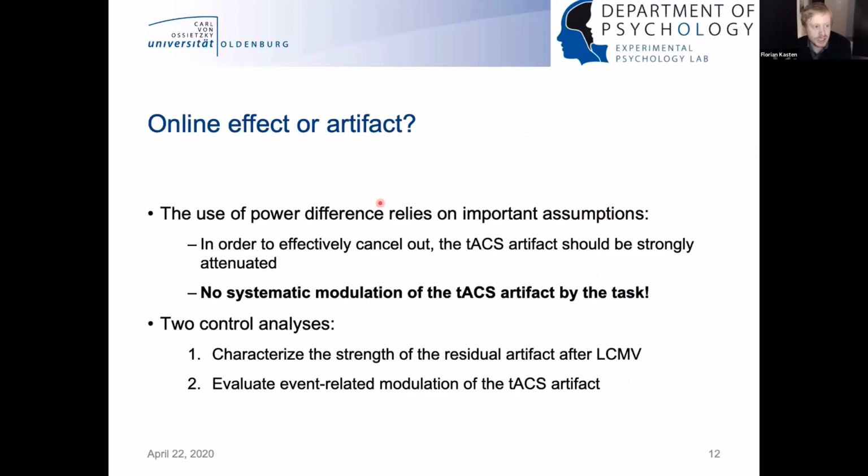Still, the question is: is this an online effect, or could this still be explained by an artifact? There are two important assumptions from the simulation. We saw that if we want this to work, we have to rely on the artifact suppression removing a large part of the artifact. And even more important, we have to make sure that there's no systematic change of the TACS artifact by the task. We have heard that physiological processes can affect the strength of the artifact. We see that during heartbeat or respiration. You could imagine a case if you present a frightening stimulus, for example, that may change body impedances, that may change the heart rate and these things, so the stimulus could systematically change the artifact. And if for some reason this mental rotation task makes some people nervous, you never know. This could explain why we see such an effect.